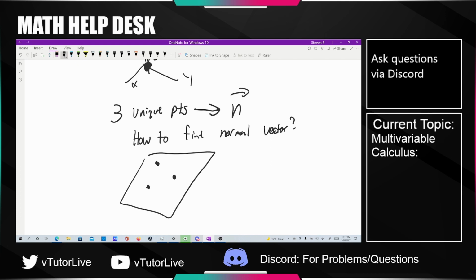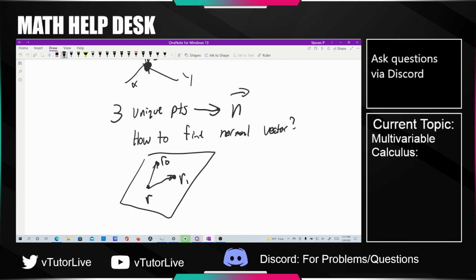Let's call these points R, R naught, maybe R1. What if I draw some lines between them? What if I draw some vectors between them? Can you get me a normal vector now?